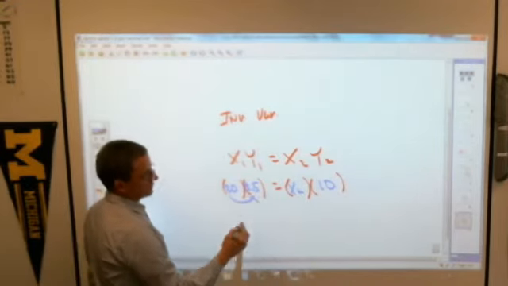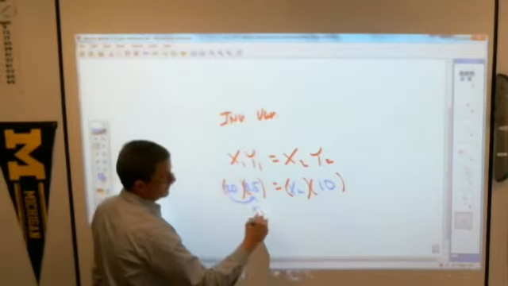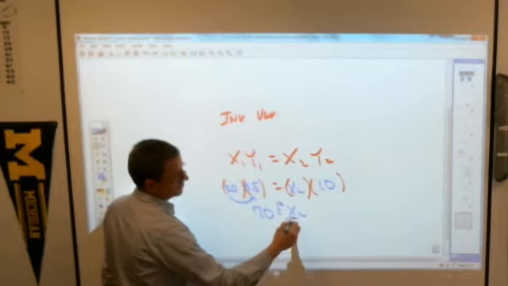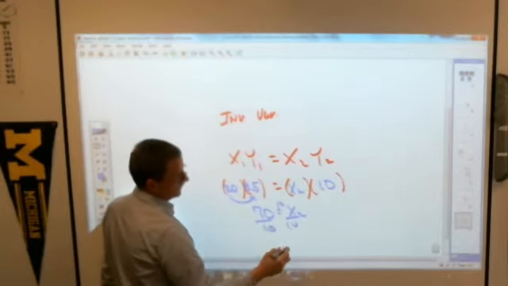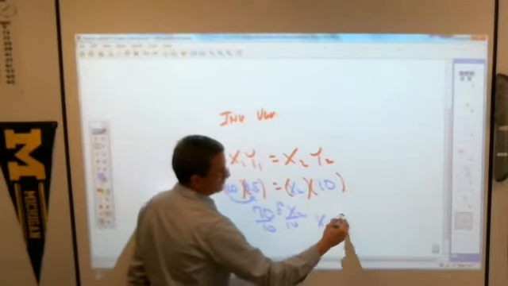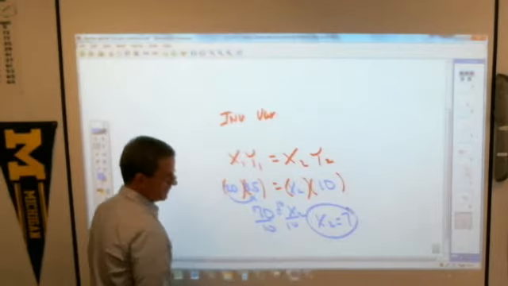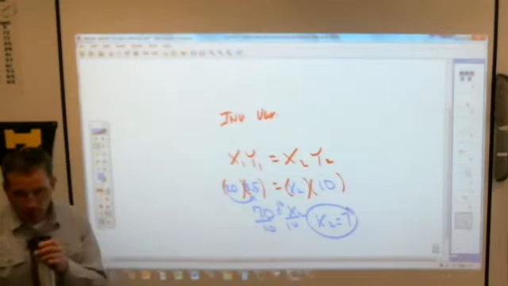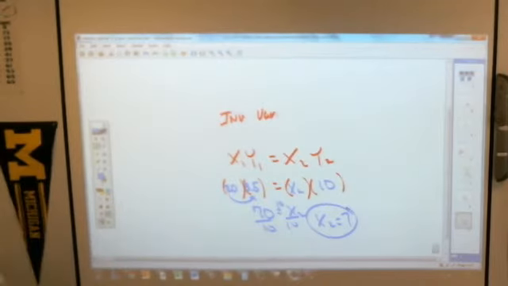20 times 3.5 is 70. 70 equals x sub 2 times 10, so you divide by 10, and x sub 2 equals 7. I've made some mistakes. I'm kind of floundering.